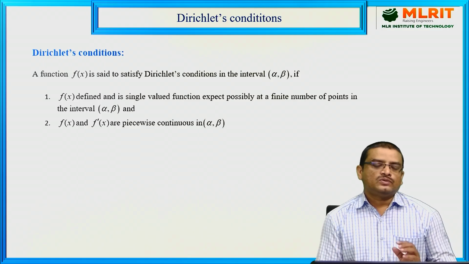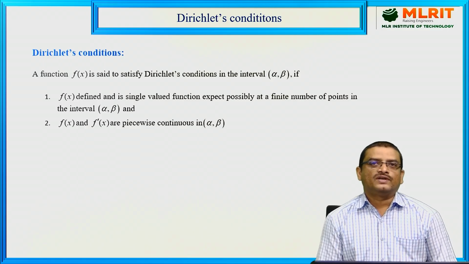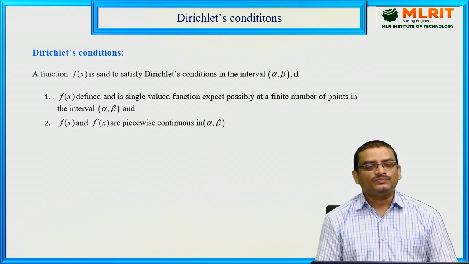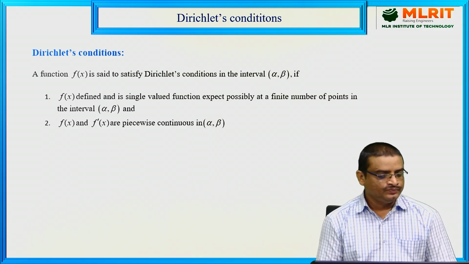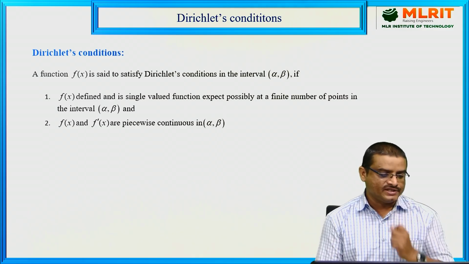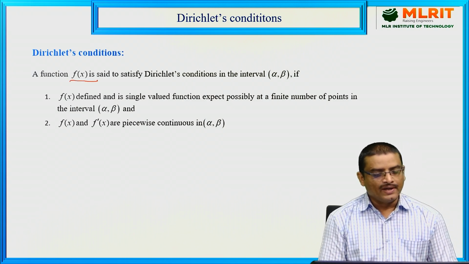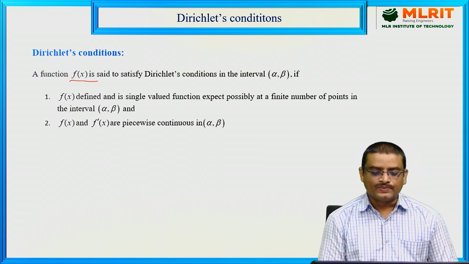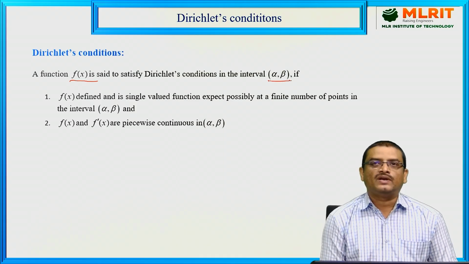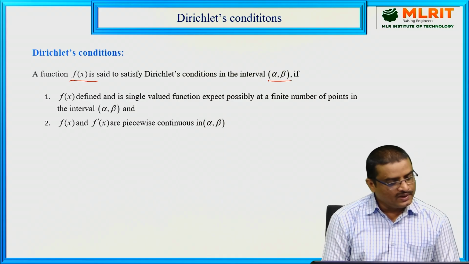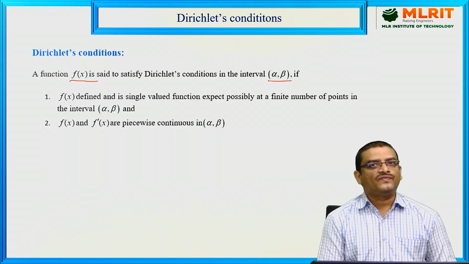Now, whenever we want to find the Fourier transform for the function f of x, that function has to satisfy some conditions, which we call the Dirichlet conditions. Now we'll see what the Dirichlet conditions are. A function f of x is said to satisfy the Dirichlet conditions in a particular interval alpha, beta when two conditions are satisfied.